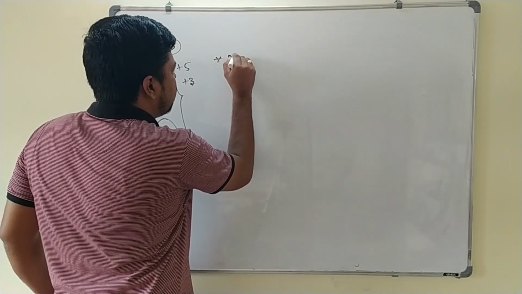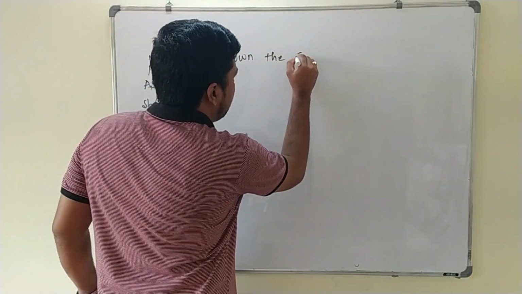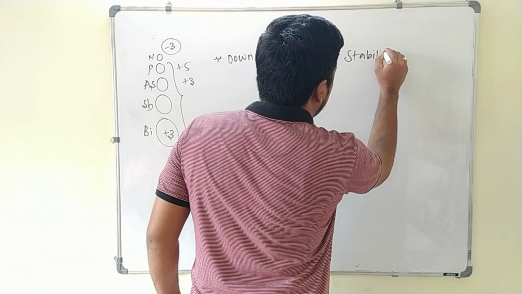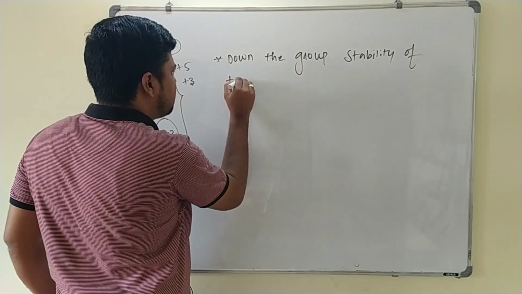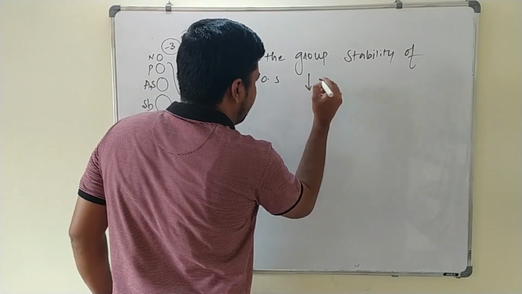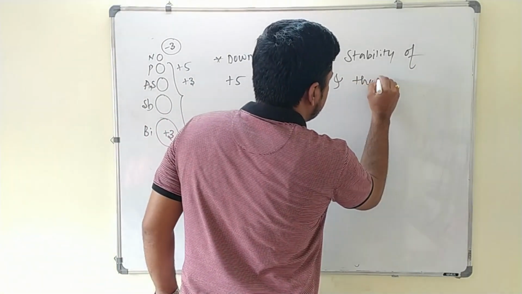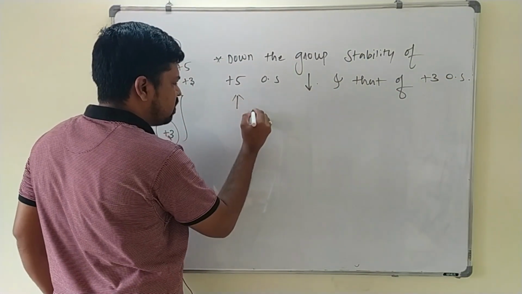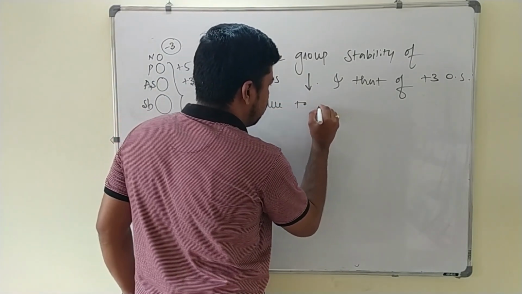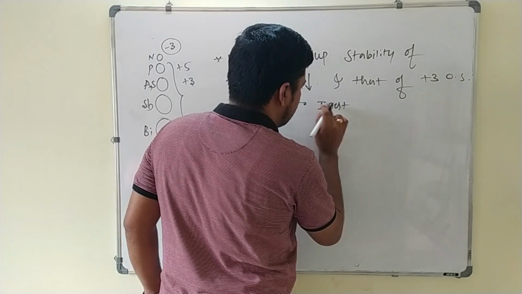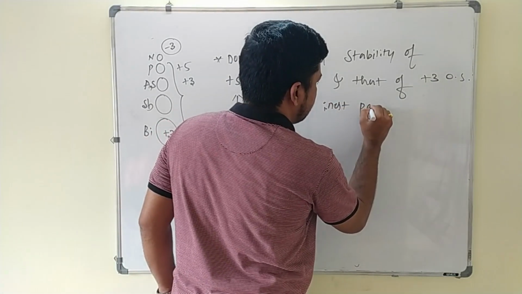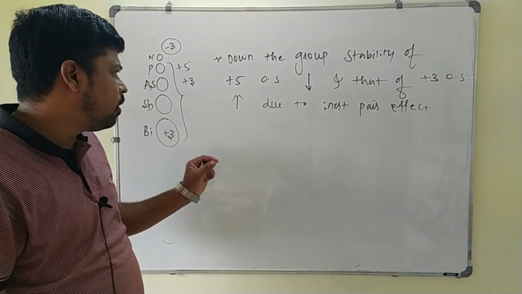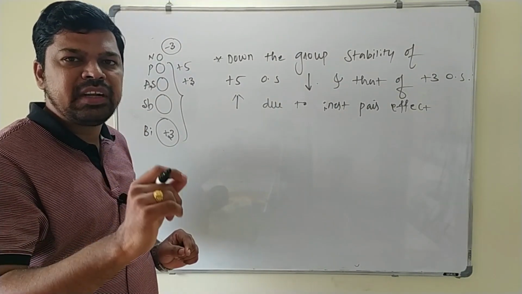One point you will write: down the group, stability of +5 oxidation state decreases and that of +3 oxidation state increases due to inert pair effect.